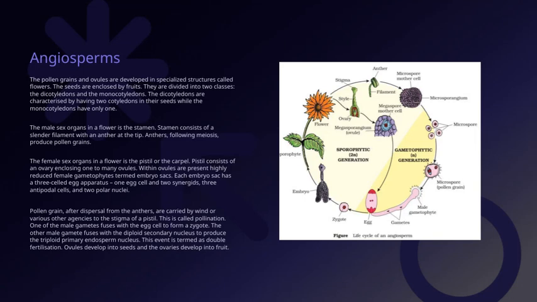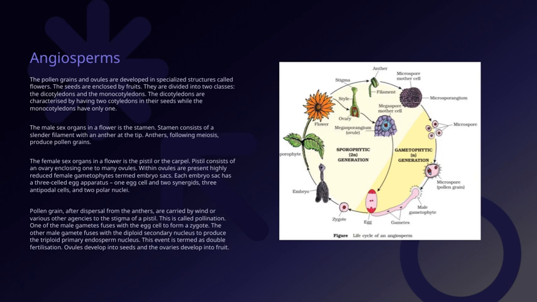Now, let's discuss what happens after pollination. Once pollen grains are dispersed from the anthers, they are carried by wind or other agents like insects or animals to reach the stigma of a pistil. This process is called pollination. Once on the stigma, one of the male gametes within the pollen grain fuses with the egg cell inside the ovule, resulting in the formation of a zygote.